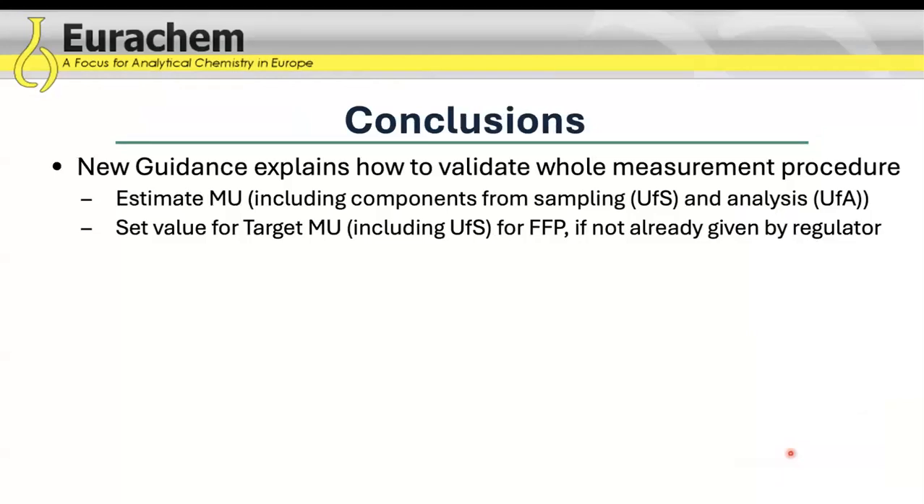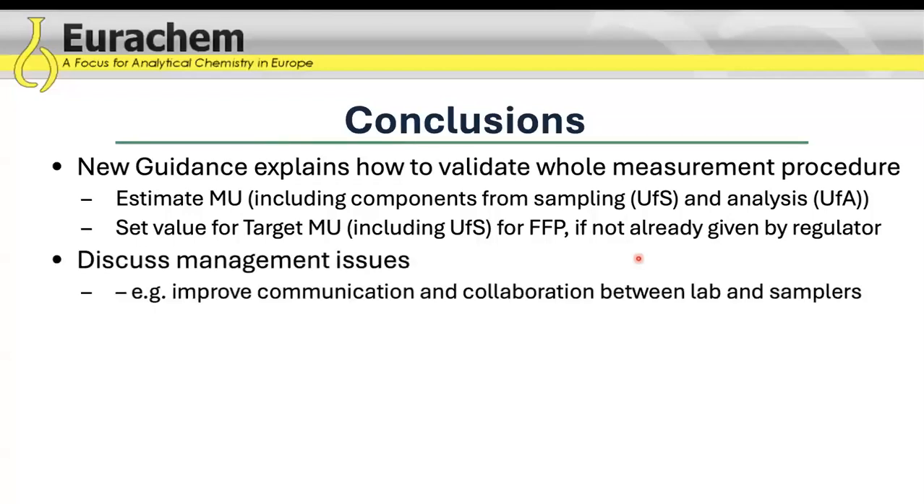So the conclusions that I hope you've gained from this video are that there's new guidance to explain how to validate a whole entire measurement procedure, starting with estimating the measurement uncertainty, including the components from uncertainty from sampling and from chemical analysis. It can also help you set target measurement uncertainty, including uncertainty from sampling, to judge fitness for purpose if it's not already given by the regulator. It also discusses management issues, which is often improved communication and collaboration between the lab and the samplers that are often in different organizations, and how important that is.